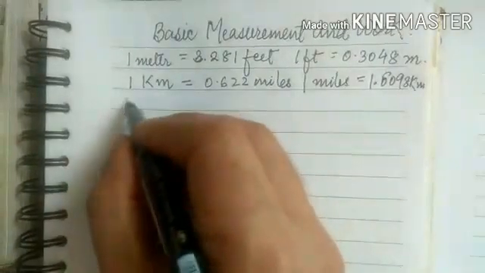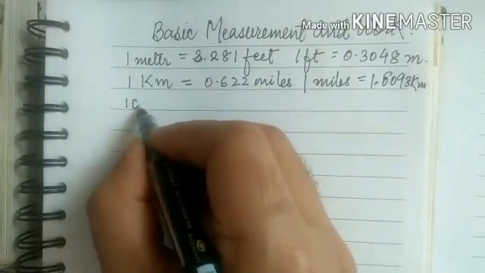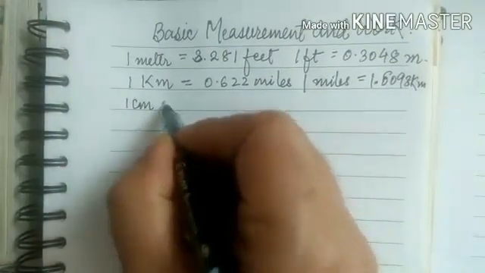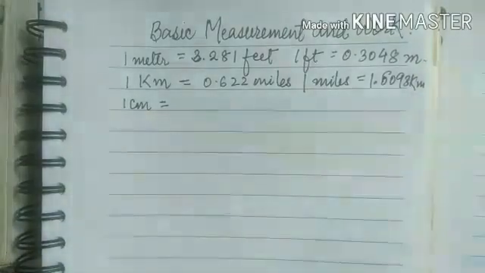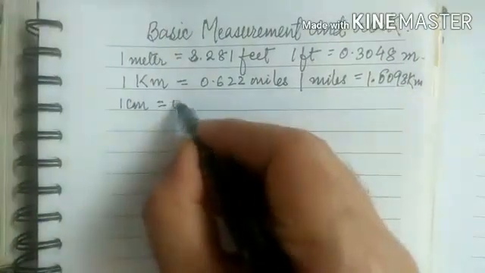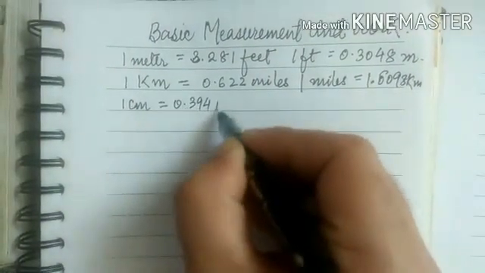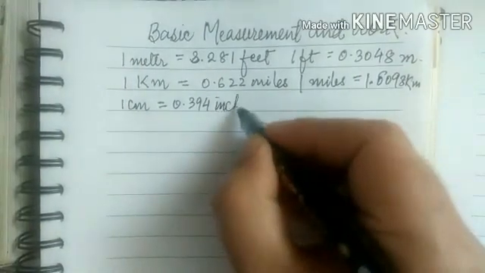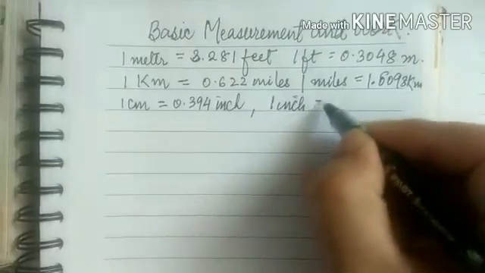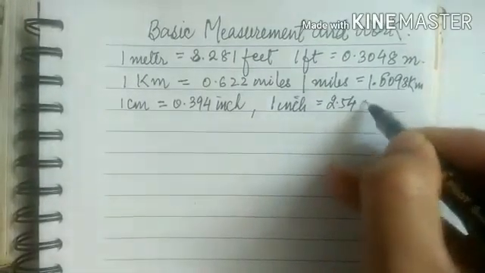Then the third conversion which is very important on our side is 1 centimeter. If we get the calculation in inches and we are good in centimeters, how can we convert it? So there is a conversion. 1 centimeter is equal to 0.394 inch. If we reverse it, 1 inch equals 2.54 centimeters.